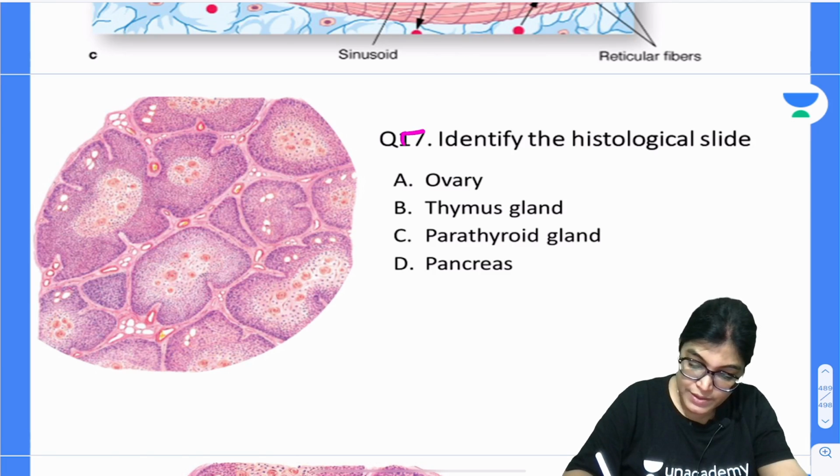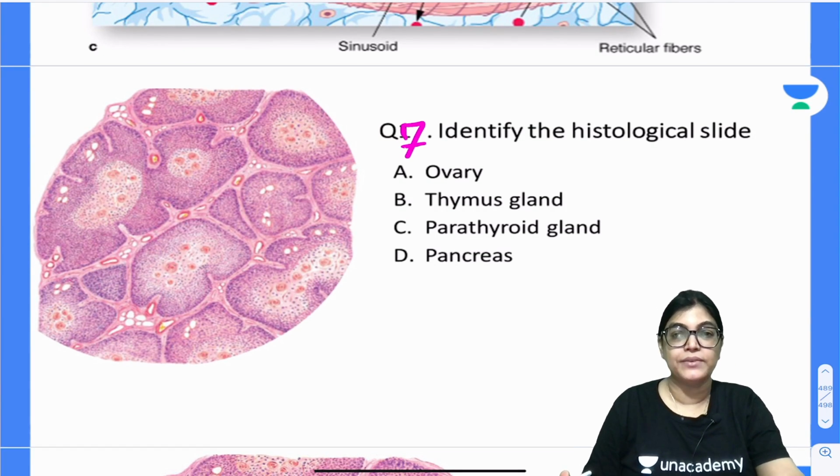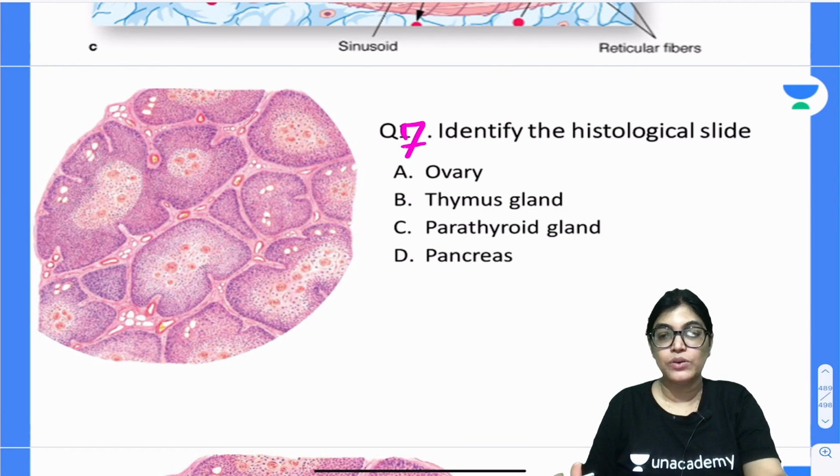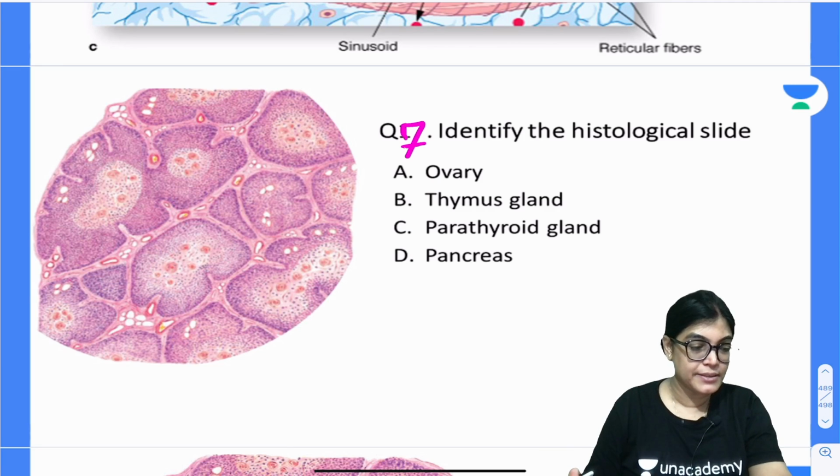Question number 7. Identify the histological slide. Again, you will get 15 to 30 seconds to mark the correct answer. Identify the histological slide.